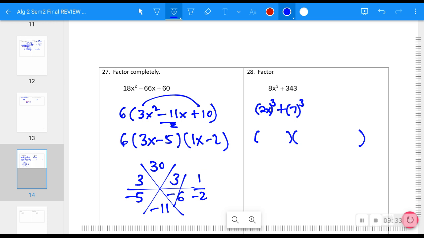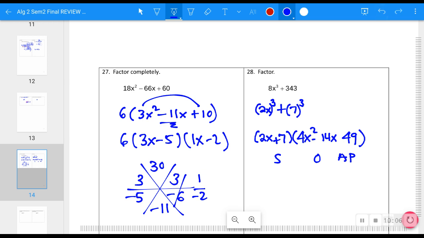All right, you take your first base, the 2x, and you write it down and square it. Then you take the second base and you write it down and square it. And then you multiply them together for the middle term. And then you use the mnemonic device SOAP, which helps you remember that the first sign has to be the same as the original sign.